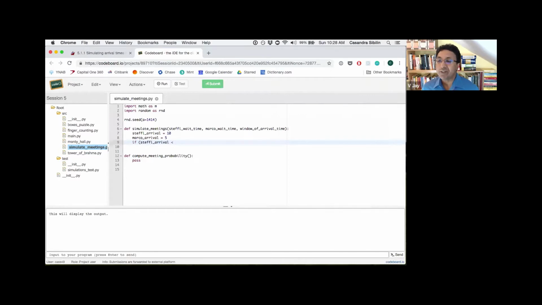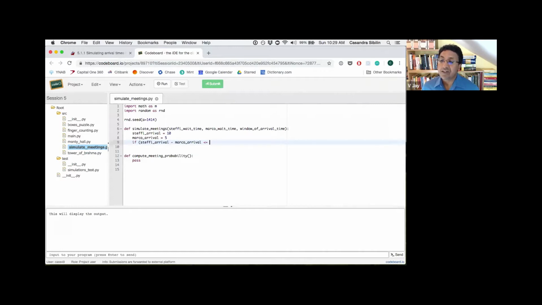Kiran gave the right clue. You subtract Steffi's arrival time and Marco's arrival time. Steffi arrival minus Marco arrival has to be less than or equal to... Now you can't say 5 here. Whose wait time is this?